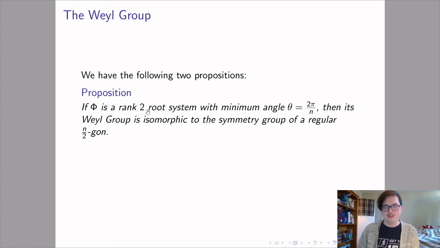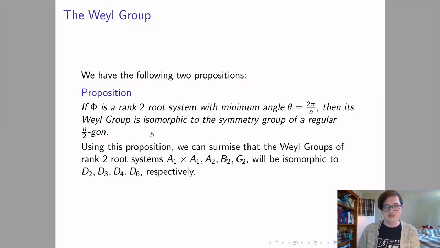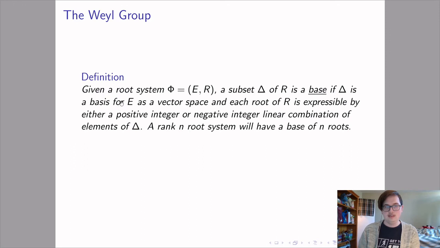So if phi is a rank 2 root system with a minimum angle theta equals 2 pi over n, then its Weyl group is isomorphic to the symmetry group of a regular n over 2 gon, or the dihedral group. Okay. And then next we'll need to define the definition of a base. So given a root system phi equal E of R, a subset delta of R is a base if delta is a basis for E as an inner product space, and each root of R is expressible by a strictly positive or negative integer linear combination of elements of delta. And it's also important that a rank n root system will have a base consisting of n roots.